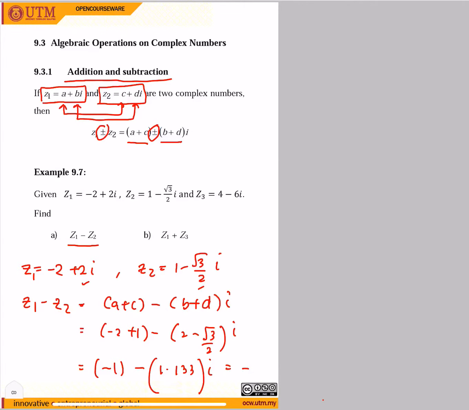So it will be minus 1 minus 1.133. If you can do fraction, it is nice. So this is how you do it. This one here is minus because the D is minus. Basically it is B plus, but D is minus, right? So it will be minus. Okay, so how about the next part?